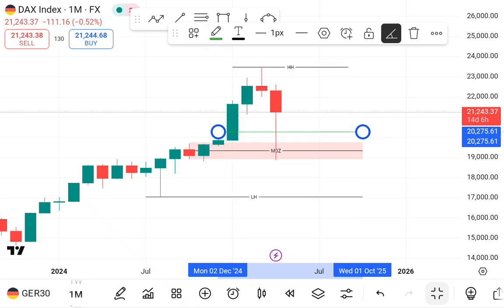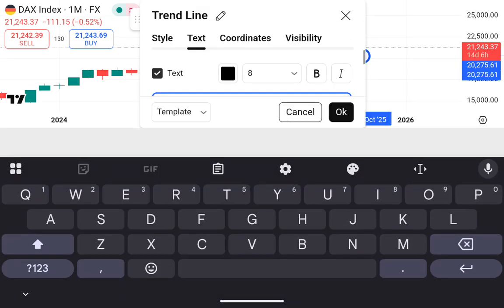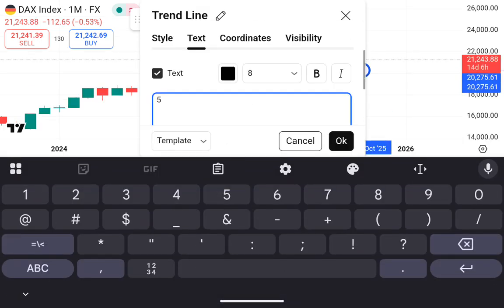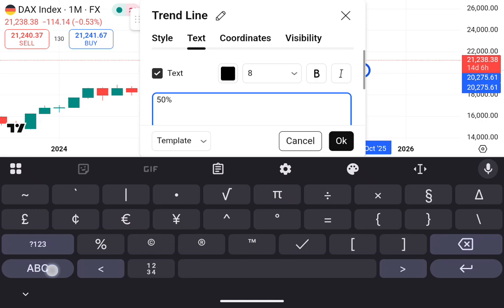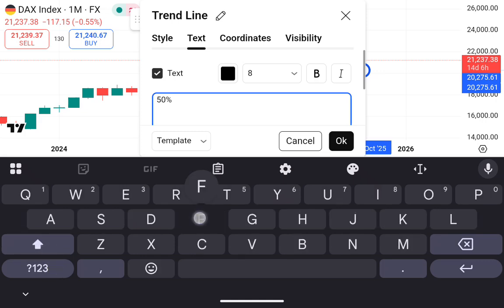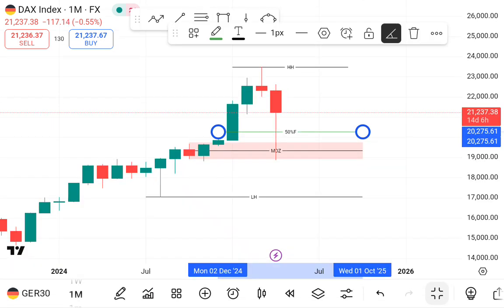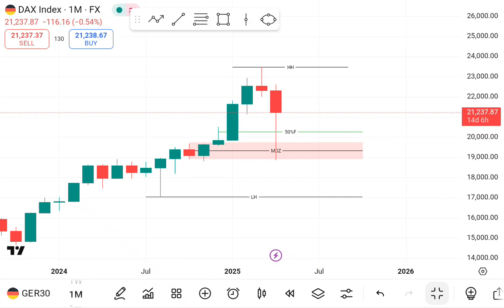But if price closes below, the body closes below the 50%, I don't like entering such markets, because that shows that nothing has happened. Bears are still in, they're still dominating this move. On a higher time frame we cannot see it properly, but you can see that it is way above our 50% zone, way above our 50% level.